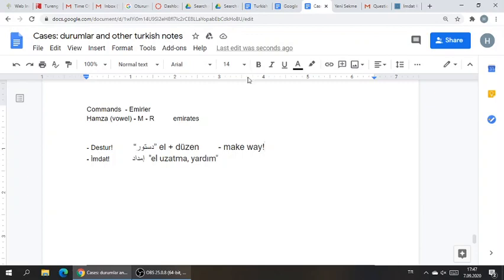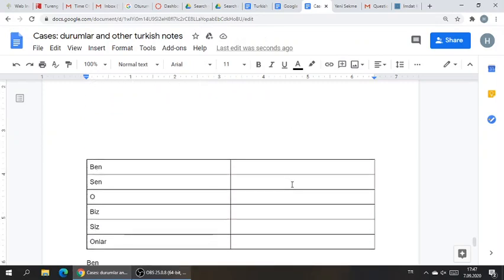All right. Another one that you actually need to know, though, is imdat. This comes from the Arabic imdad, which means el uzatma, yardım, which is like help me, give me help, extend your hand. So you can translate this as help, right? All right, so with commands, those are some less common ways of doing it.